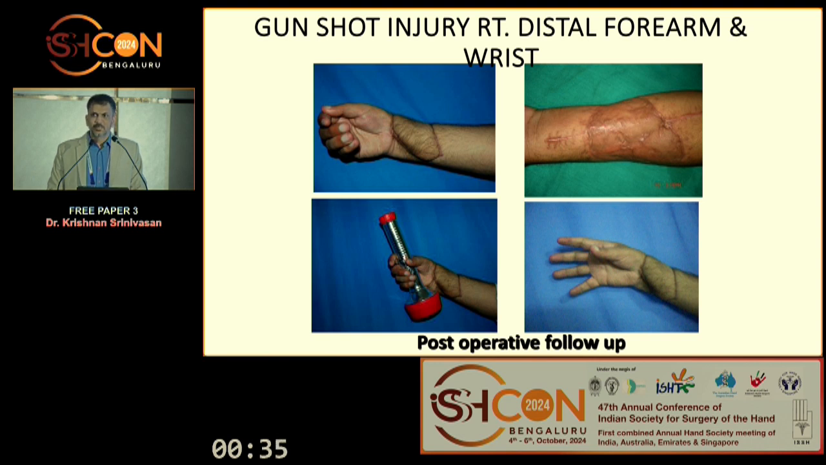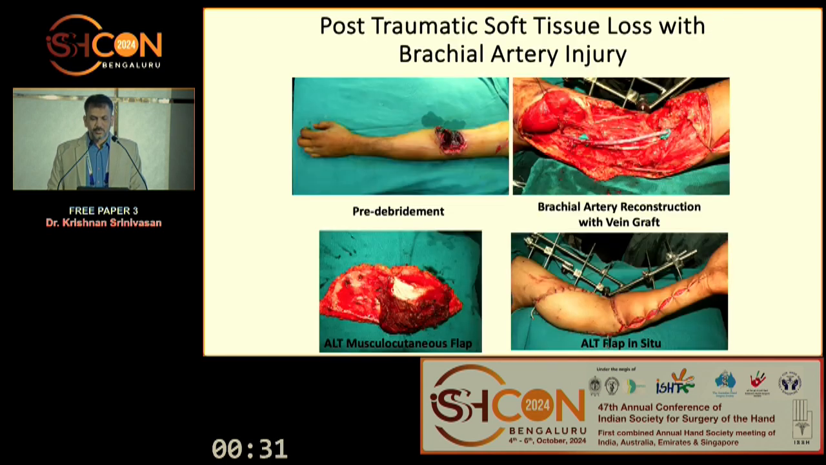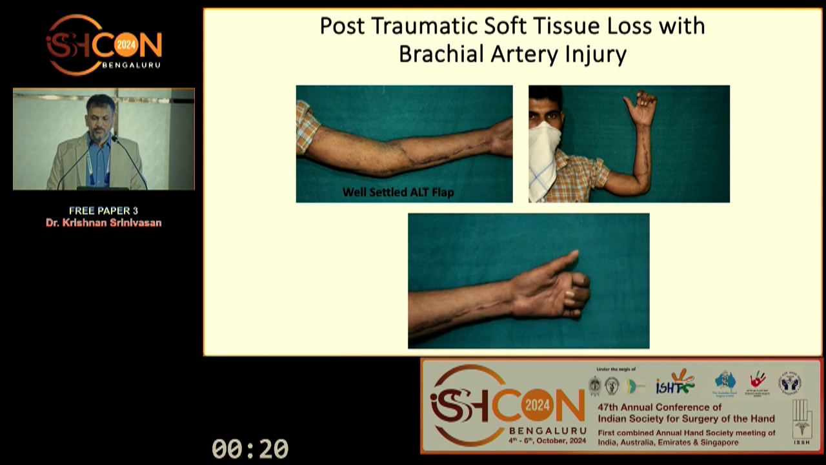The best reconstruction is most often all-in-one in the primary setting, but quite often we're not able to do that in cases where the contamination is more. So this was a soft tissue loss with brachial artery injury, reconstructed with ALT musculocutaneous flap and a brachial artery vein graft with good functional outcome.